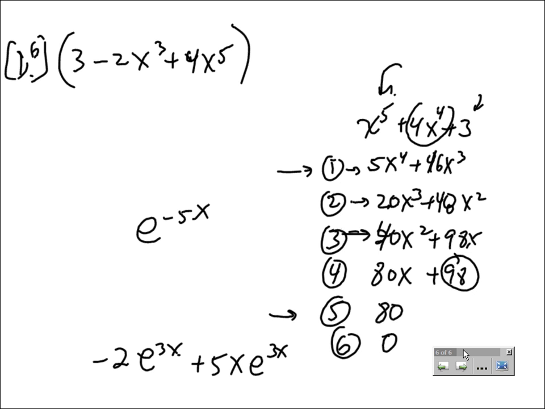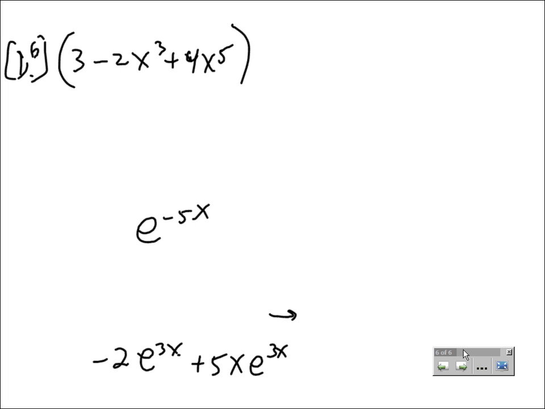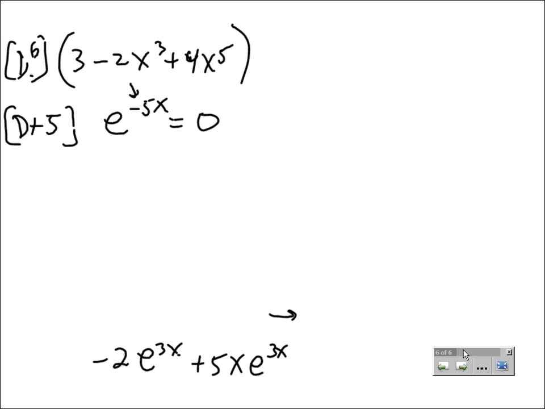Now, what about e to the negative 5x? What about e to the negative 5x? Let me write that a little bit higher. E to the negative 5x. Well, d minus that number, negative 5. So d minus negative 5 is d plus 5. That will annihilate it. And that problem is done.